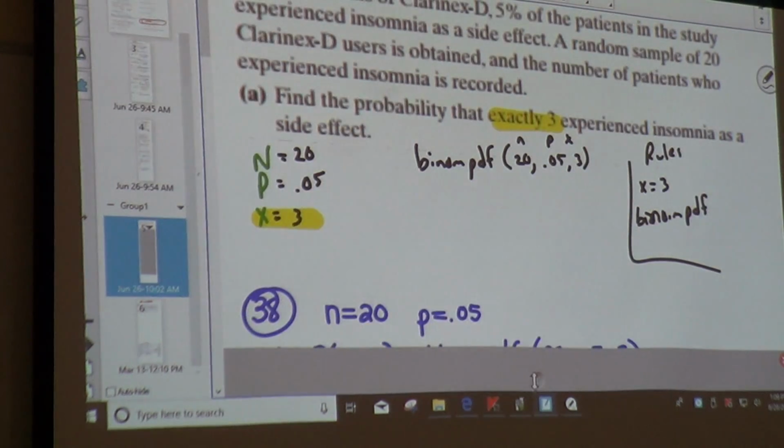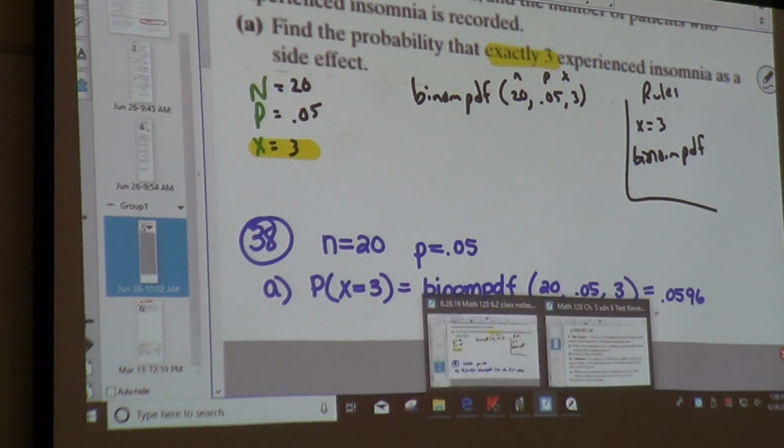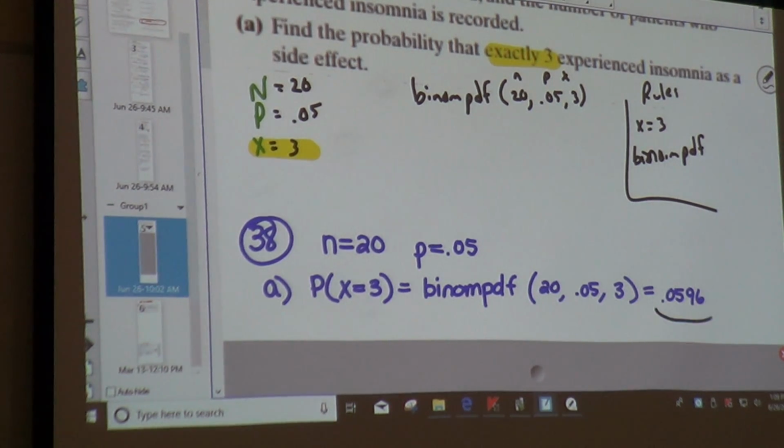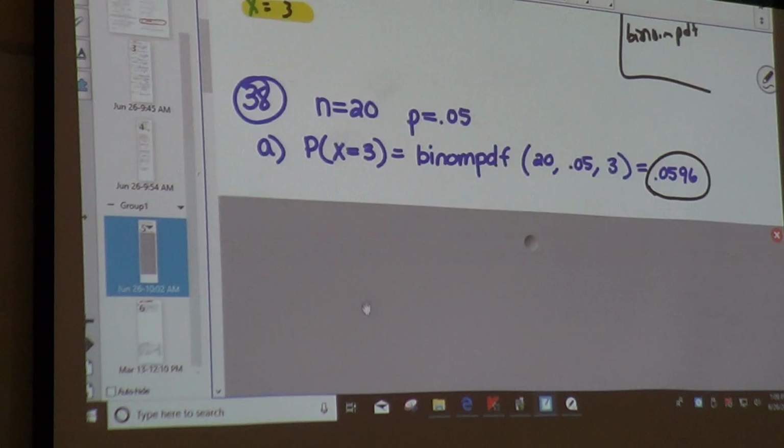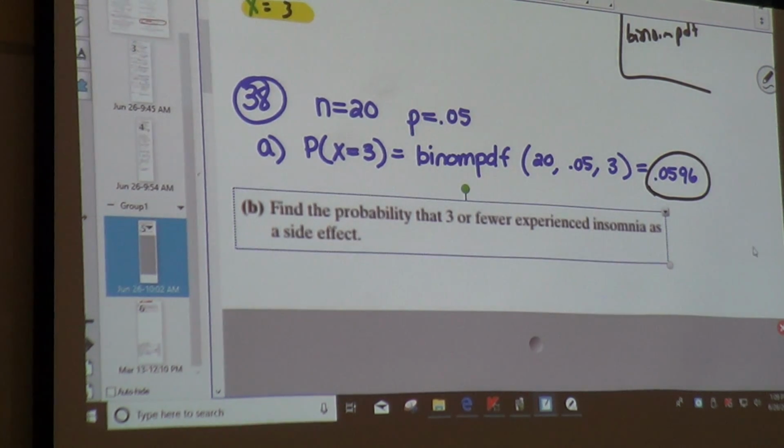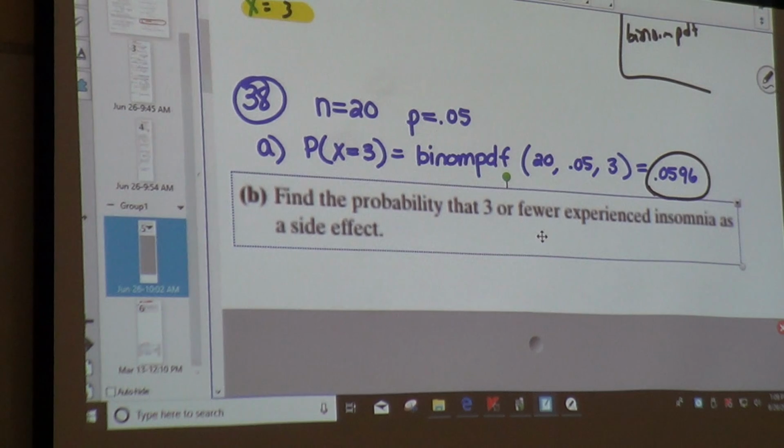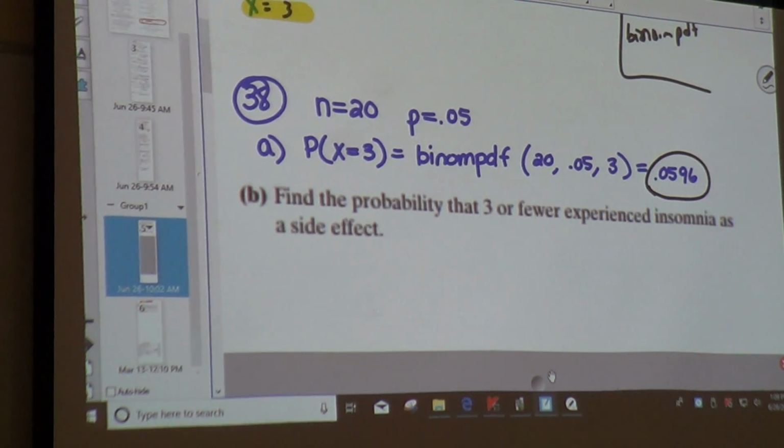And when I type that into my calculator, that should have been your answer. Good? Now, we're still using the fact that we surveyed 20 people and there's a 5% success rate. I would like you to do this one now. N equals 20, P equals 0.05. 3 or fewer.